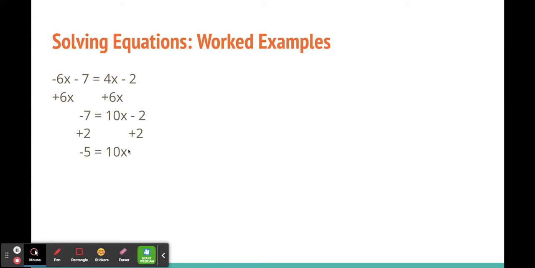Once you get to this point in your equation, you just need to split up your numbers, in this case on the left, into however many groups you need, in this case 10 on the right. We do that using division. So dividing both sides by 10 shows us that negative 1/2 equals x.